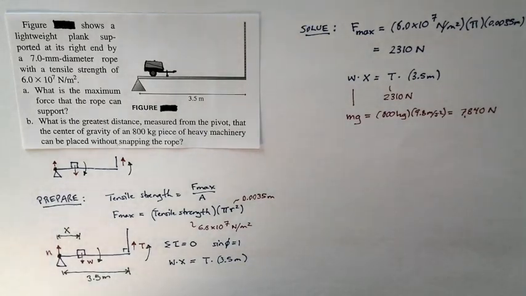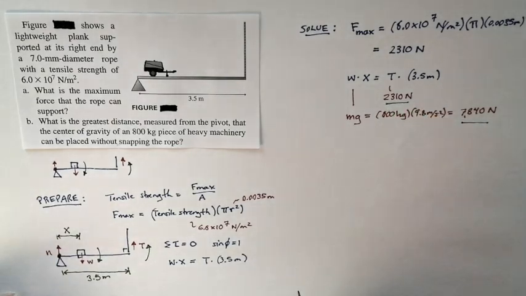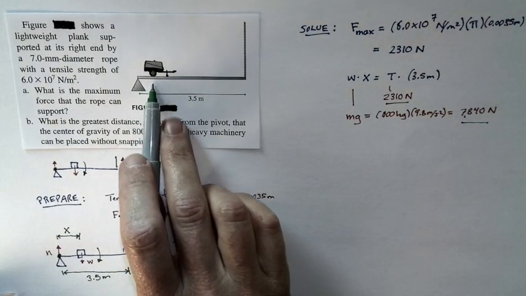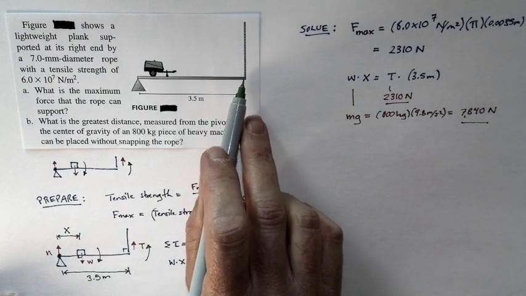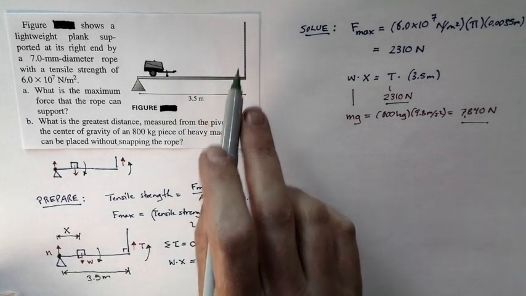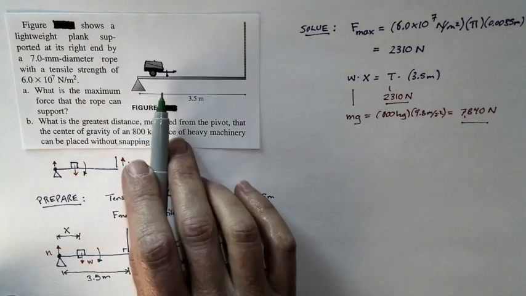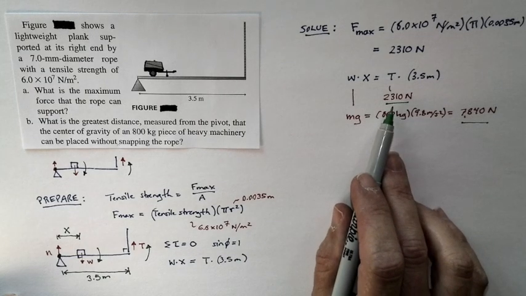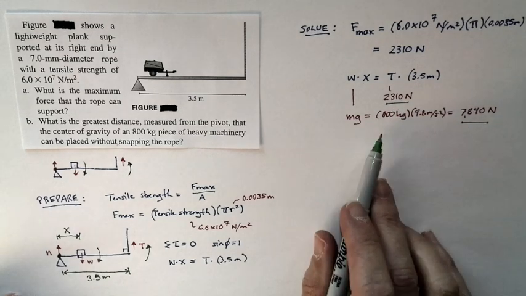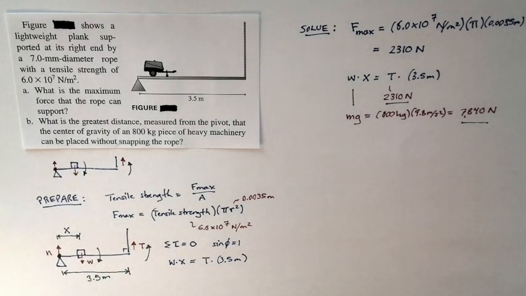Now I want you to notice something here. The weight of the machine is greater than the maximum tension force that the rope can support. And so clearly, as you move this machine further and further out, at some point this rope is going to snap, because if the machine was all the way at the end, basically all of its weight would be supported by the rope, and the rope can't support as much force as the weight of the machine. So it's going to break. Now notice this number right here is about a third of this number right here. So I'm guessing that the distance out from the pivot point is going to be about a third of the length of the board. That's what I'm going to guess.